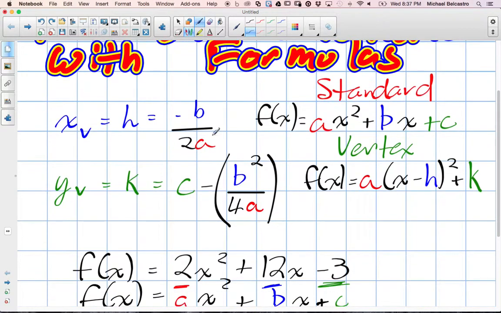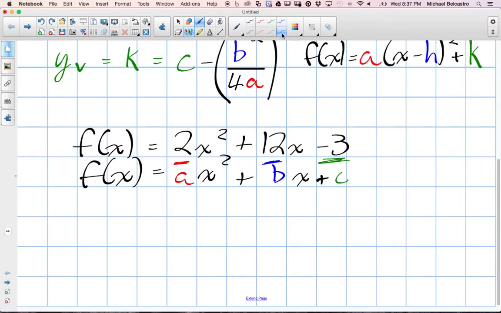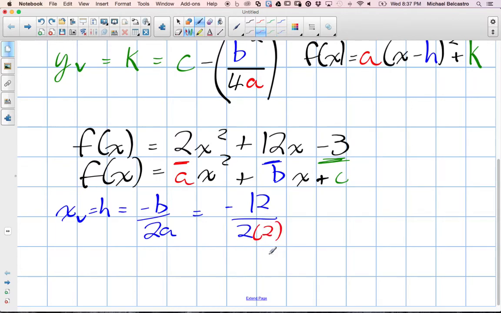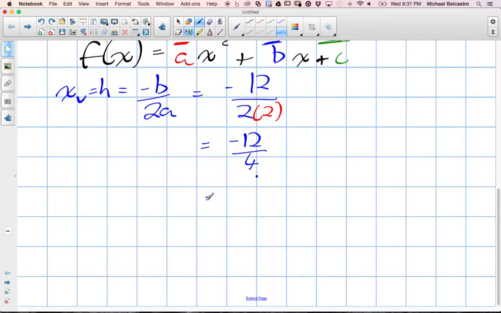So the first formula reads: the x value of the vertex, which is the h, is equal to negative b divided by 2a. I didn't color code it that time. Our b value here is 12, so we plug that in. We have negative 12 divided by 2 times our a value, which is also 2. This becomes negative 12 over 4, and negative 12 divided by 4 is negative 3. So the x value of our vertex is negative 3.